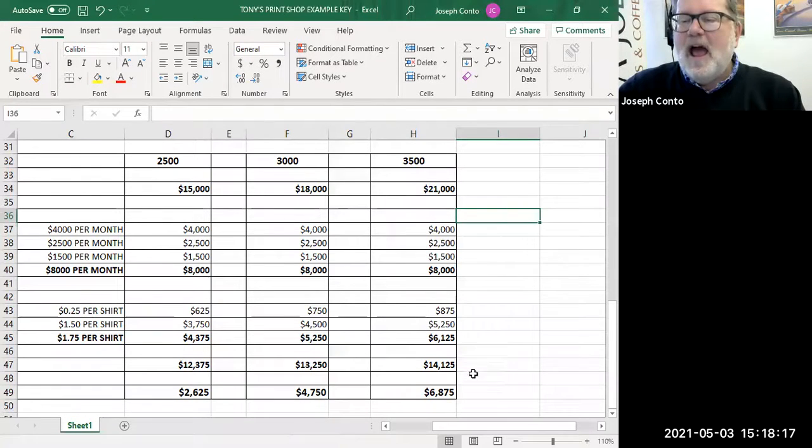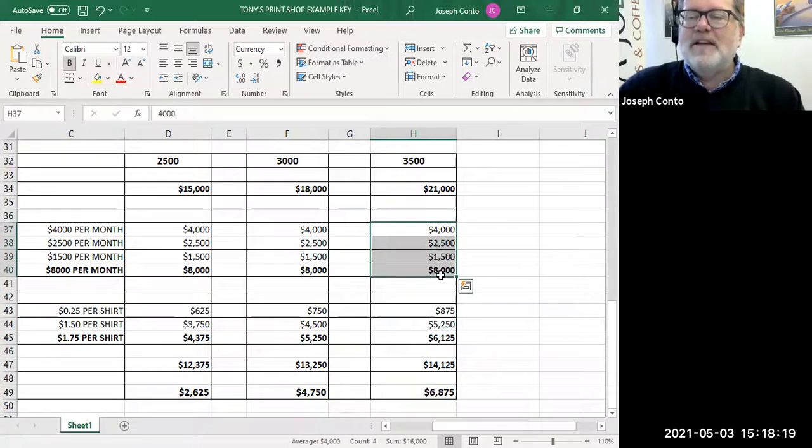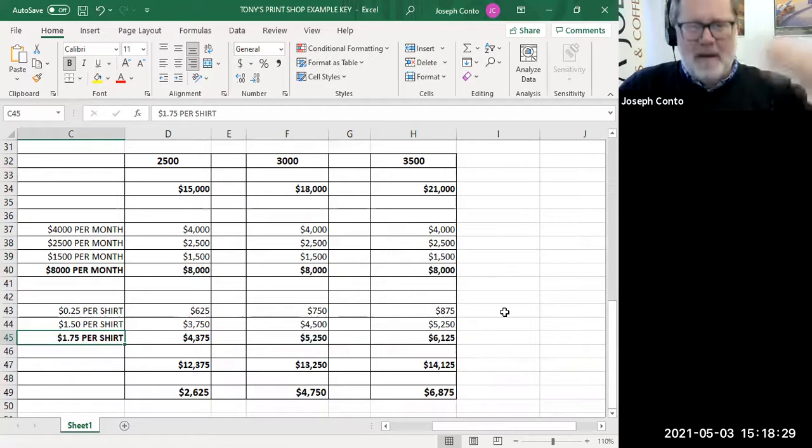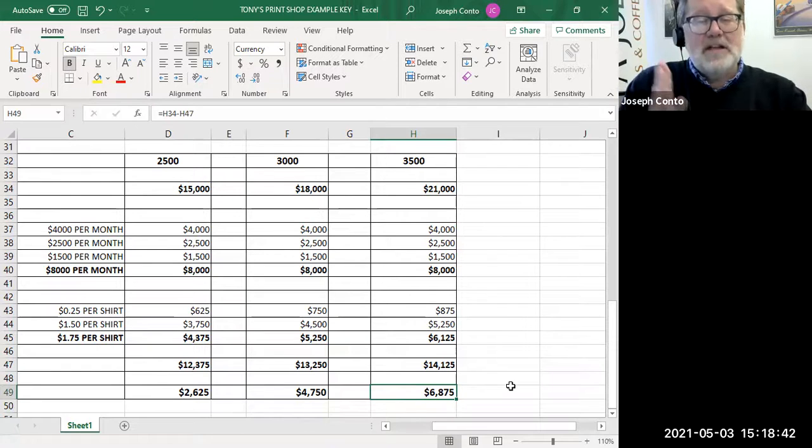At 3,500, I am doing real well. My fixed costs, because I haven't had to add any step cost at this point, remain the same. My per shirt cost stays $1.75, but if I multiply that by a higher number, in this case 3,500, that's going to grow. So at 3,500, I am making 6,875. So in this case, the step cost worked. I had some time while I was still growing, but my growth hadn't caught up with my new costs, where I was making less profit, but now I'm doing just fine.